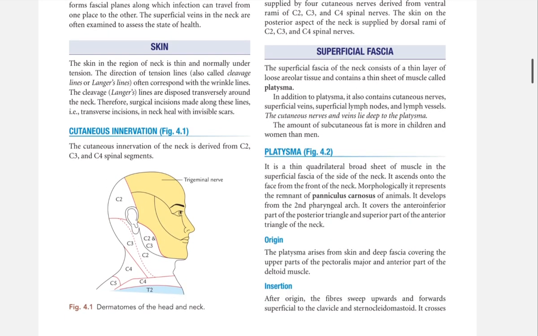Skin. Skin is the region of neck. Skin in the region of neck is thin and normally under tension. The direction of tension lines often corresponds with wrinkle lines. The cleavage lines are disposed transversely around the neck. Therefore, a surgical incision made along these lines, that is, a transverse incision in the neck, heals with invisible scars.